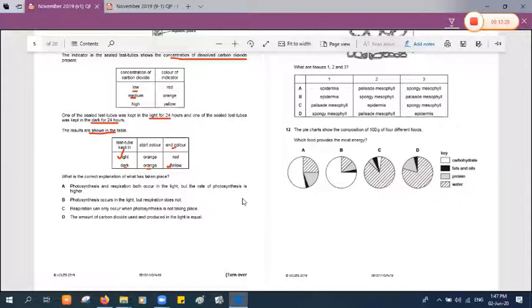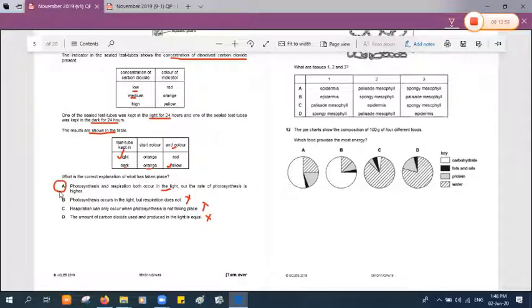Photosynthesis and respiration both occur in the light, but the rate of photosynthesis is higher. What do you think? Photosynthesis occurs in the light, but respiration does not? Of course, no. Respiration can only occur when photosynthesis is not taking place? No. The amount of carbon dioxide used and produced in the light is equal? No, it is not equal. So the right answer will be letter A.